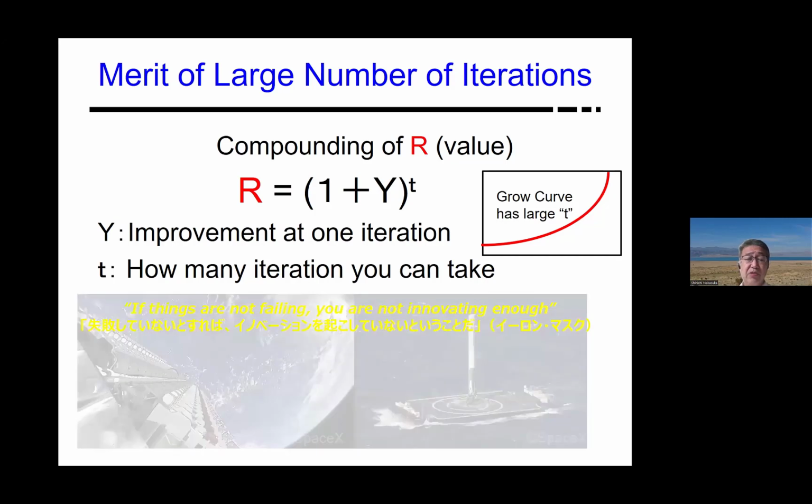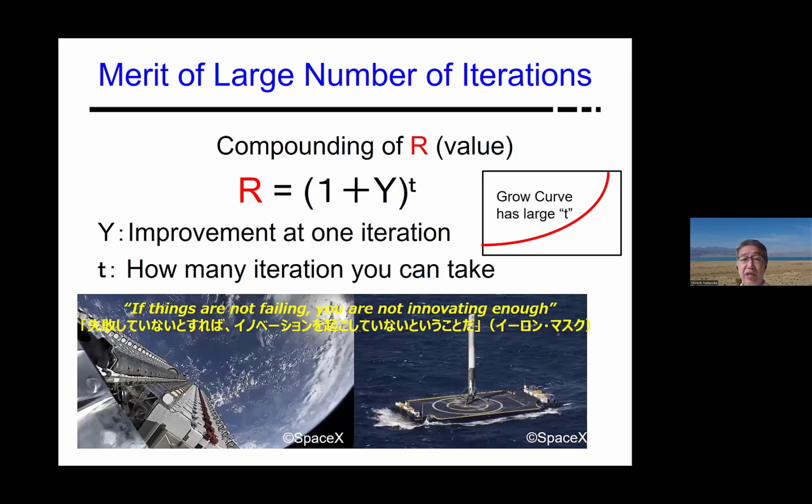So this kind of thing is happening in the SpaceX business, and Elon Musk is saying that if things are not failing, you are not innovating enough. That means the challenging is very important. And even if it fails, quickly the next rocket will be launched, and then this kind of iteration can provide a very fast growth of the technology. So this is another merit.